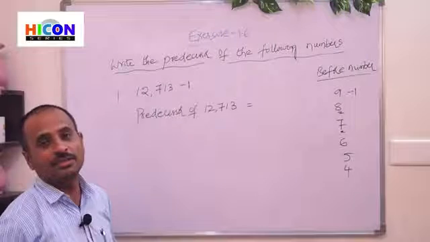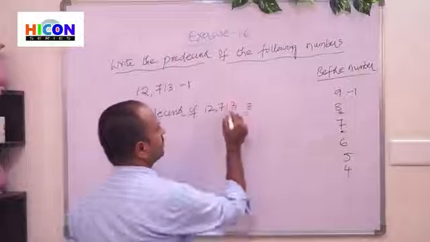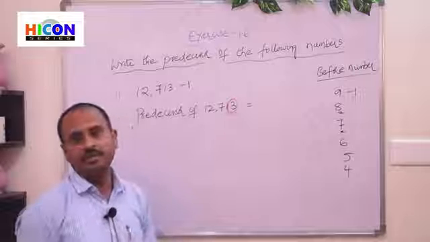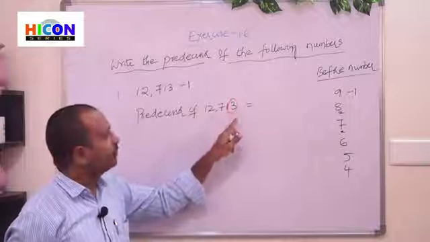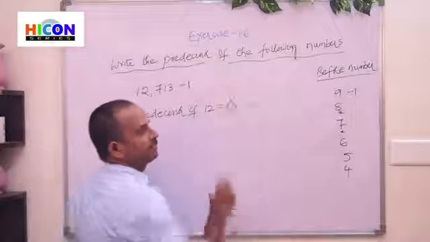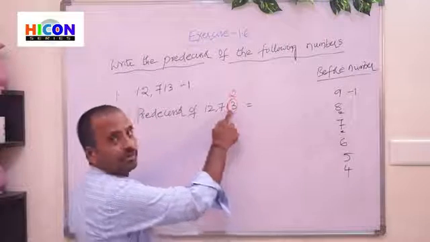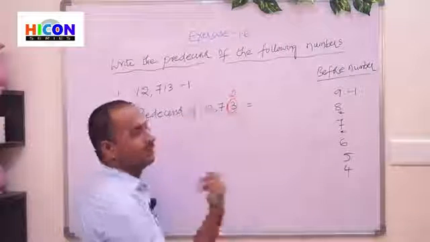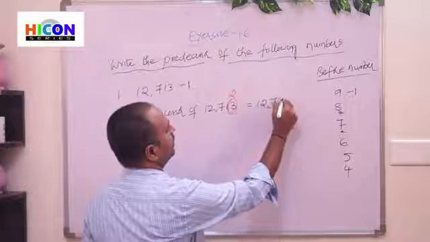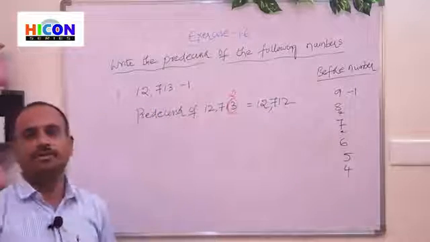Subtracting 1 means subtract 1 from the digit present in the ones place. Here the digit present in the ones place is 3. So write the number that comes before 3, which is 2. Predecessor means before number. So the predecessor of the number becomes 12,712. 12,712 is the predecessor of the given number.